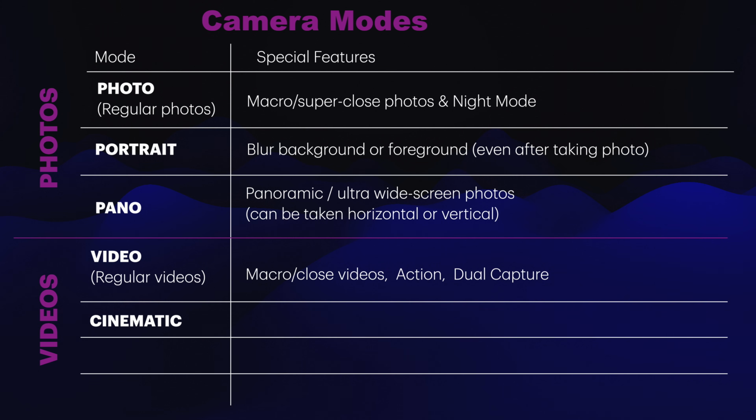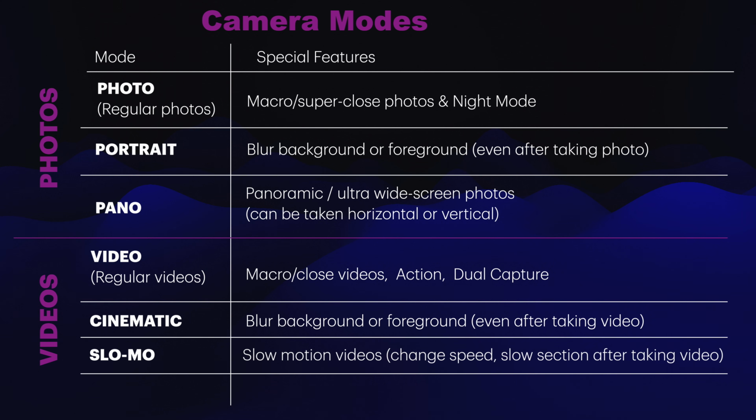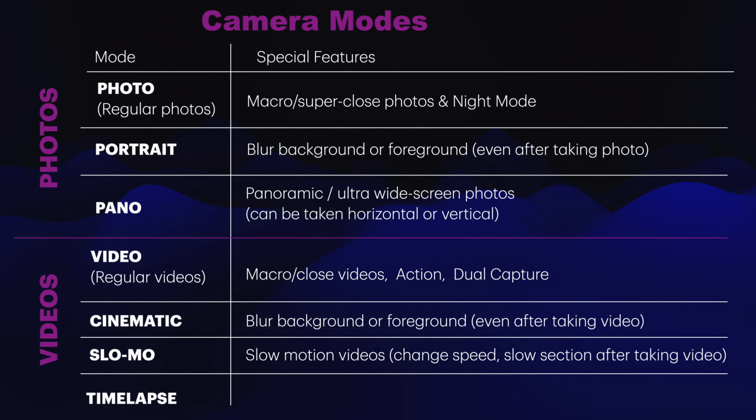There's cinematic mode, which is very much like portrait mode, but for videos where you can blur the background or foreground, and again, even after taking the video. And then there's slow motion, where you can go in after and change the speed and which section you want to be in slow motion. Again, one of these things I'll show you in the next video when we review the Photos app. And then there's time-lapse, which is self-explanatory, but that's how you make time-lapse videos.